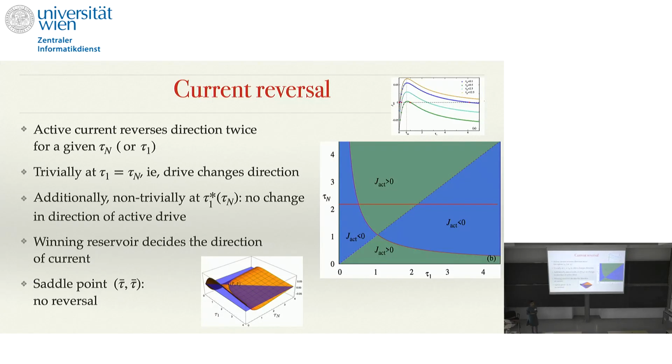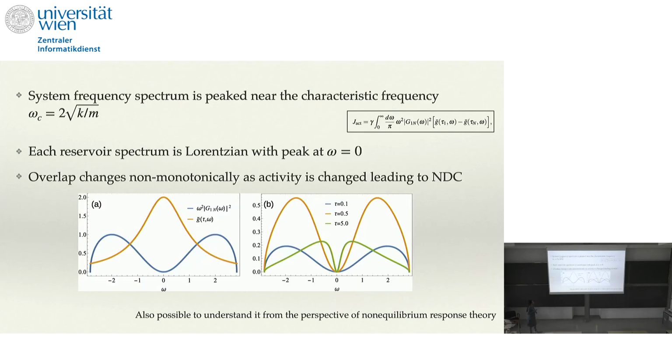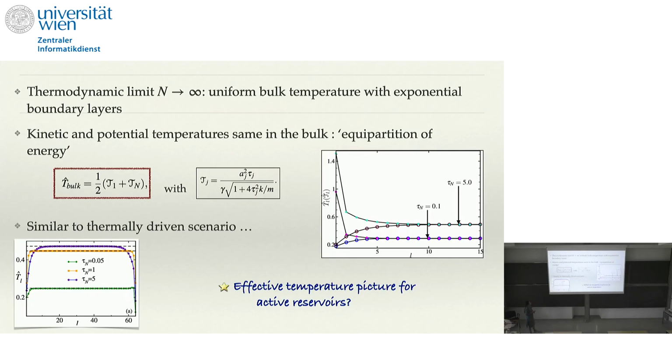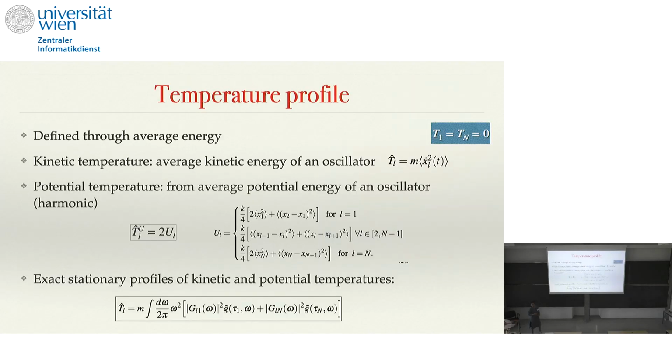I'll just pause here for a moment. Is it clear? So these are the two features we are seeing, both of which are related to the fact that the reservoir spectrum is actually not flat, but it's a Lorentzian. And there is also a subtle point. If you pass through that, then the current direction is not changed. Next, I'll come to the question of temperature profile.